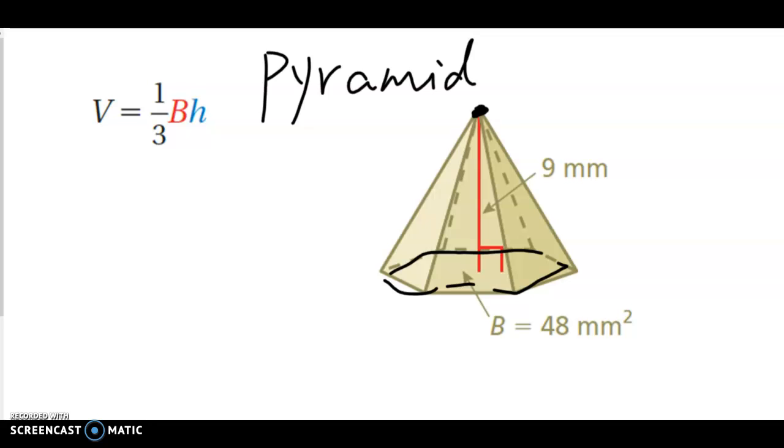So basically the pyramid, we have a vertex right here. And this pyramid is a hexagon pyramid, because for the base right here, we do have 6 sides. So 6 sides is a hexagon, and we call this one a hexagon pyramid.